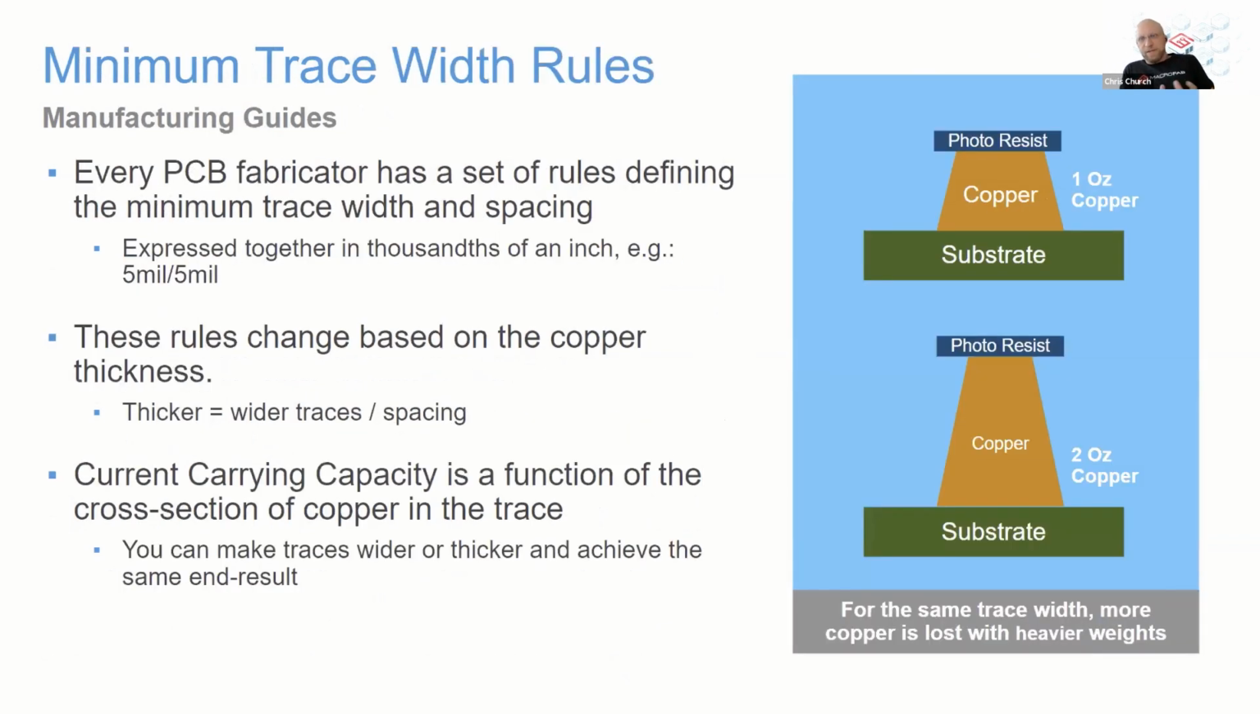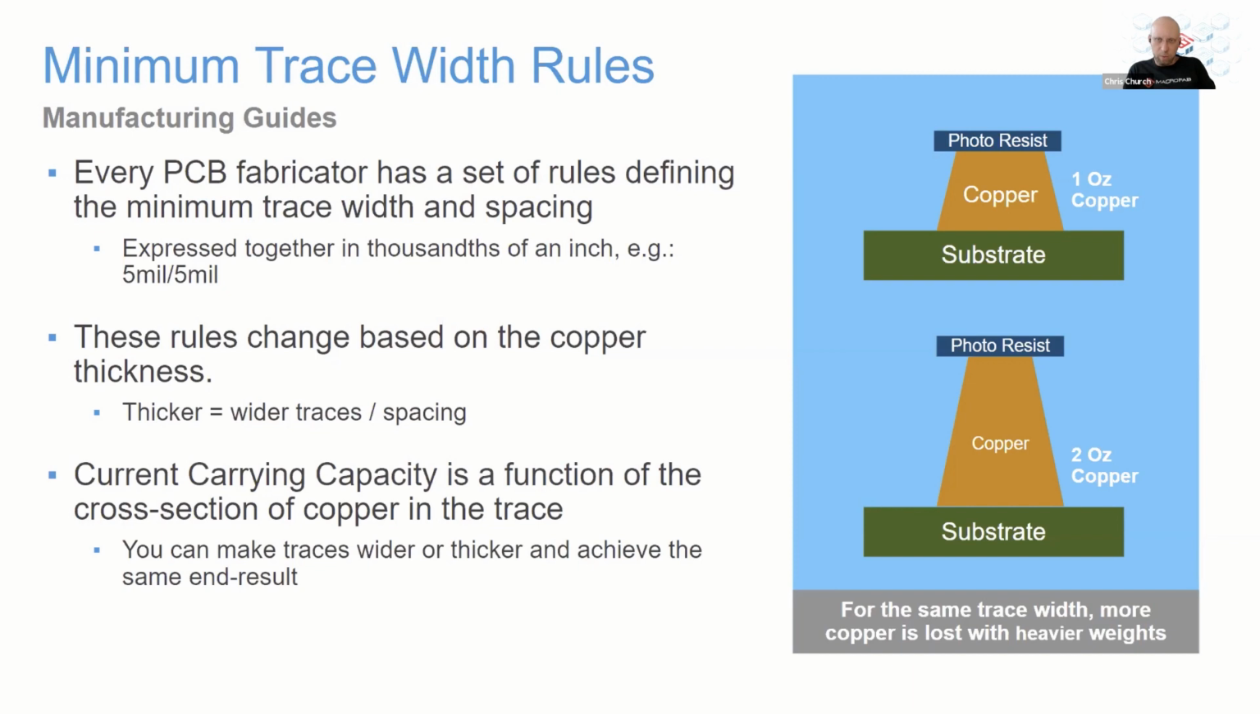So one of the design rules you're going to hear from the fabricator very regularly is the trace width and spacing. And again, this is where we get mixed up in our systems of measure here. They're always going to be expressed in thousandths of an inch. So 5 mil, 5 mil. That means a 5 mil minimum trace width and a 5 mil minimum space between traces.